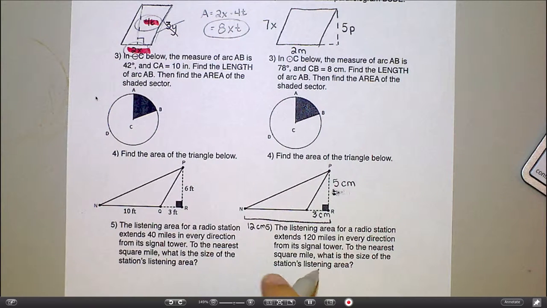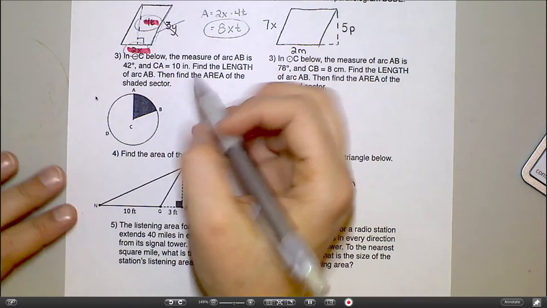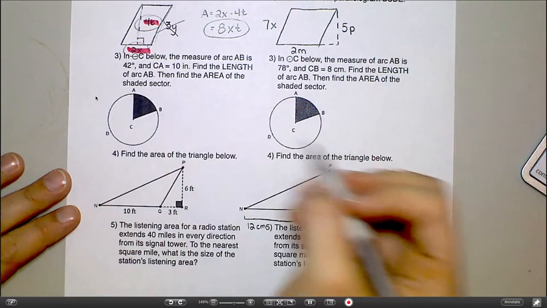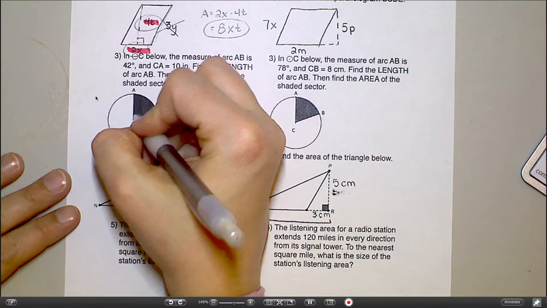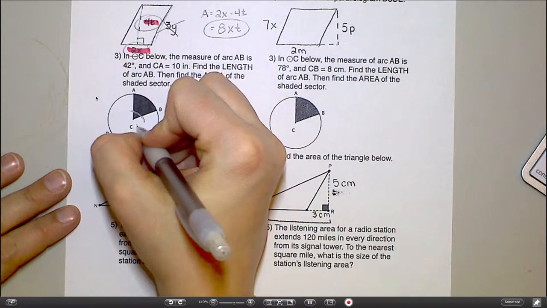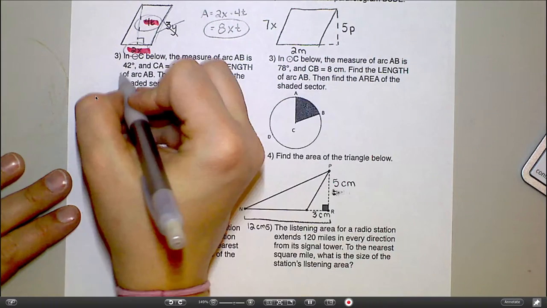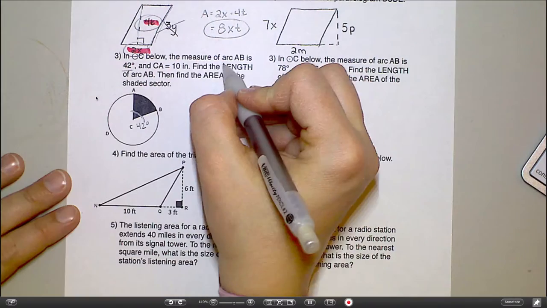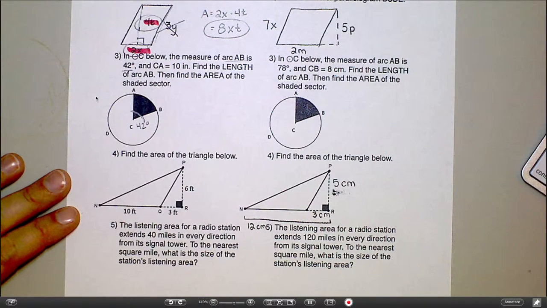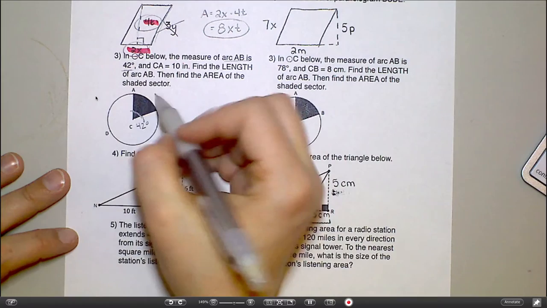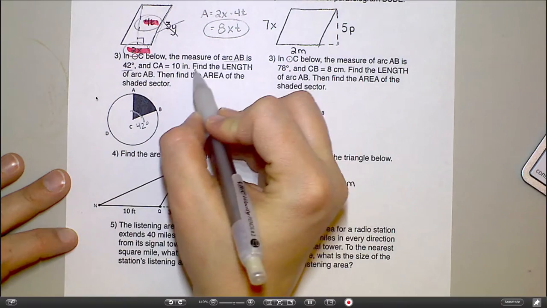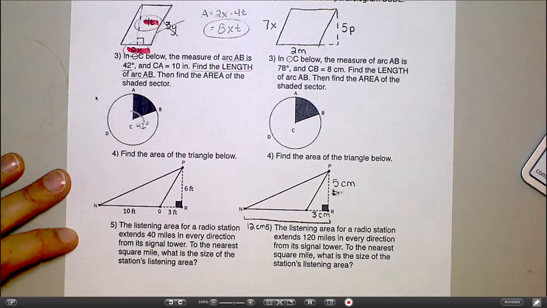Jackson, do you have something to add? I was gonna say that. Okay, yeah. When I say that this is a 42 degree arc, what I really mean, and I wish this wasn't solid black so I could write this in, is that this angle here is 42 degrees. That's what this means. When I say the measure of arc AB is 42, that means this angle is 42. But that doesn't tell me the distance that I'd be walking if I was walking from A to B. That's what it asks us to find. Find the length of arc AB.